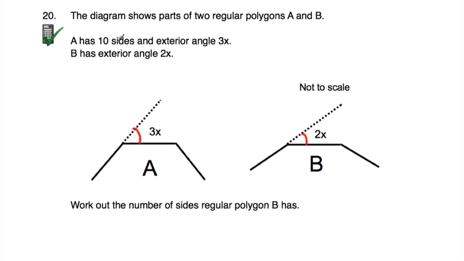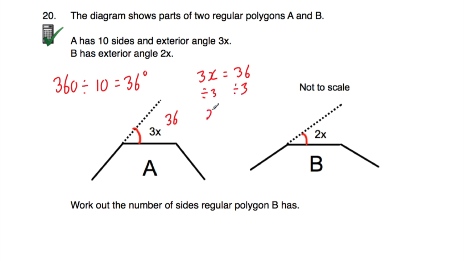So first of all, if we look at A, it's got 10 sides. Now we know that all of the exterior angles will always add together to be 360 degrees. So if we do 360 degrees divided by 10, because it's got 10 sides, so it's got 10 exterior angles, 360 divided by 10 is equal to 36 degrees. So that means that this angle here is 36 degrees. But we've been told that it's 3x, so that means that 3x is equal to 36 degrees. And then if we divide by 3 and divide by 3, we'll find out what x is.